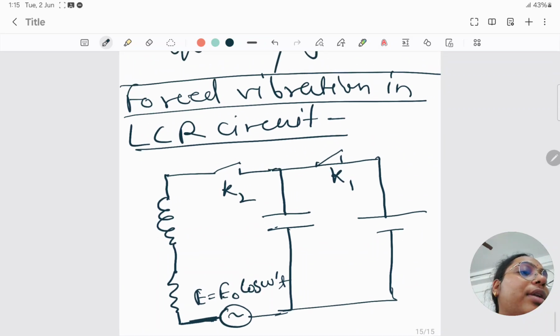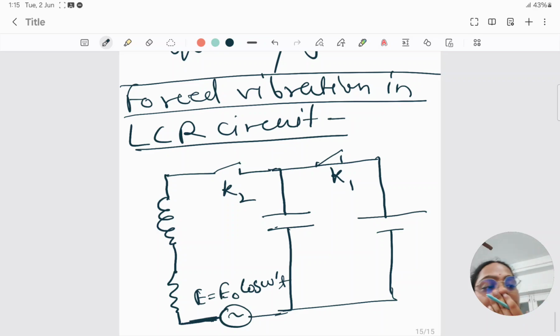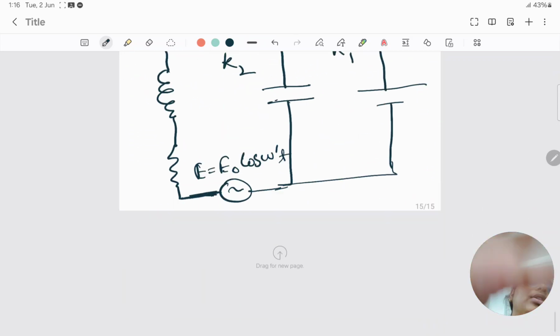So initially when K1 is closed and K2 is open, this capacitor will start charging from the battery, means it will start accumulating the charge carriers. And as soon as this capacitor is fully charged, K1 will immediately open, and K2 will close. So this LCR circuit will make a closed circuit. Then what will happen?